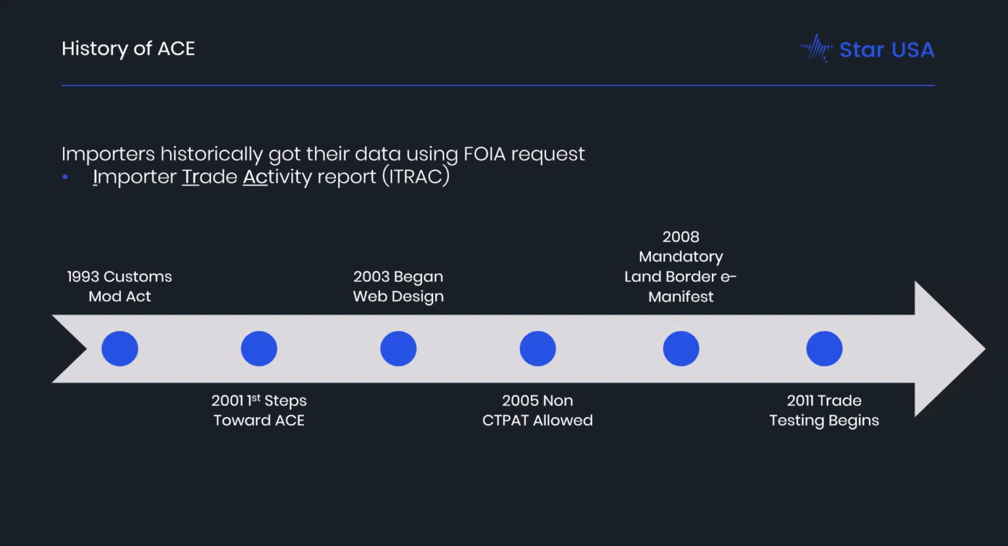Historically, importers got their data using a Freedom of Information access request. And that came in the form of ITRAC, or Importer Trade Activity Report. And you would pay money for it, usually around $500, and then you would get that information mailed to you on a CD. And we still have non-resident importers who do not have ACE accounts who get that report from CBP. If you have an ACE account, you can go into ACE, into your reports, and download the ITRAC data directly from ACE, which is great.